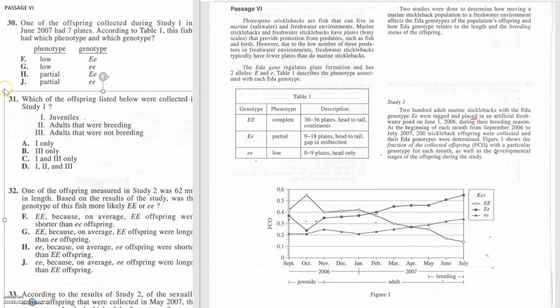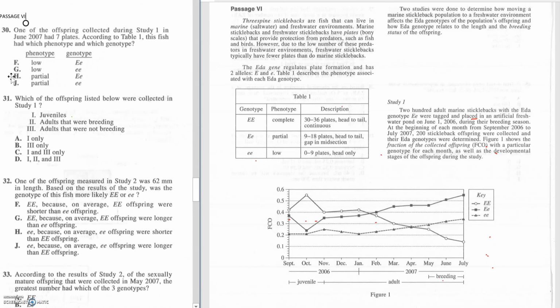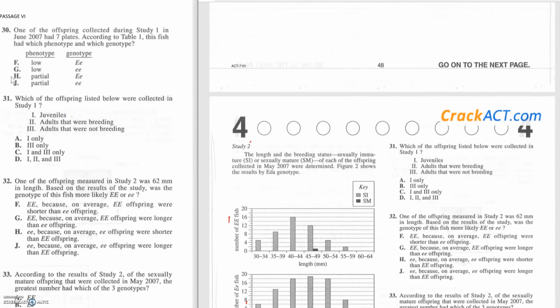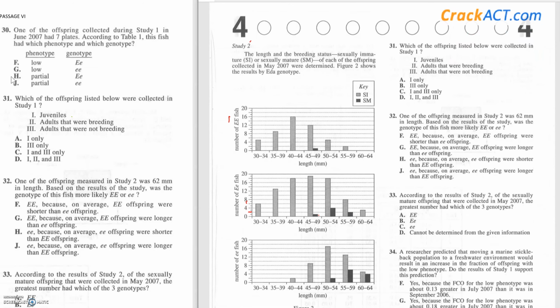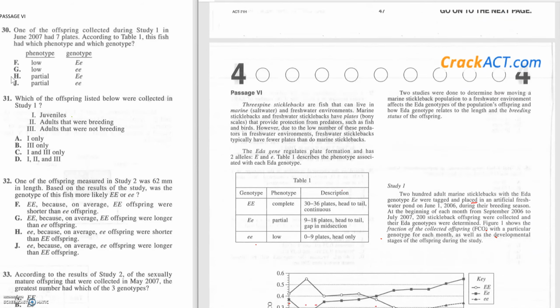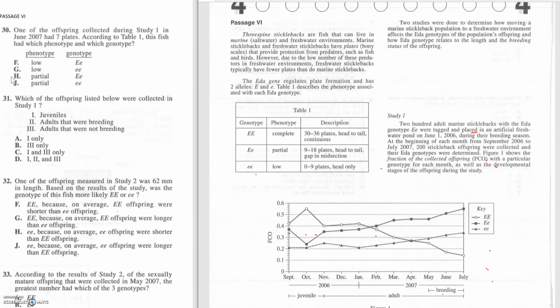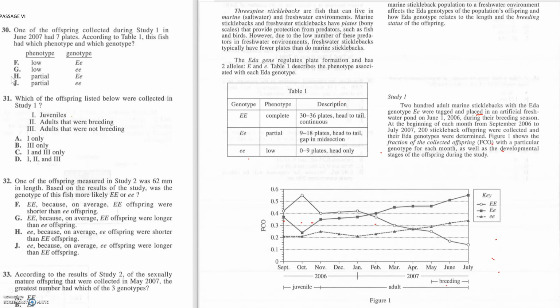Okay, this is passage 6. I'm just going to briefly give it a little overview, just to get my bearings. We have a table here, study 1, then we've got figure 1, and it actually goes on to the second page. We've got study 2, that's 3 bar graphs. I'm going to read a little bit of introduction just to find out roughly what it's about.